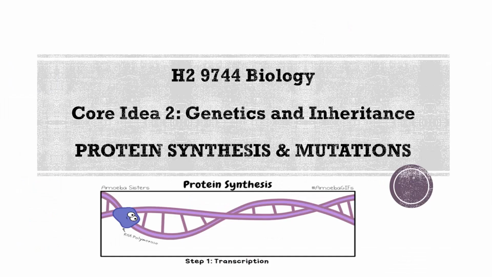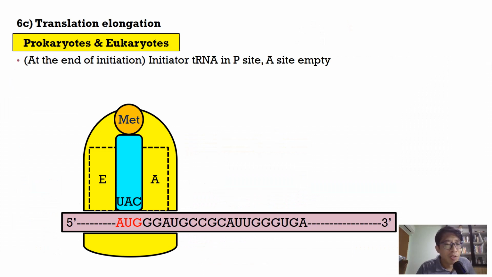Okay, next we look at the process of translation elongation. Right, so in the previous video, we talked about how the translation initiation complex is formed. After that, elongation of the polypeptide chain begins, and the process is similar in both prokaryotes and eukaryotes.